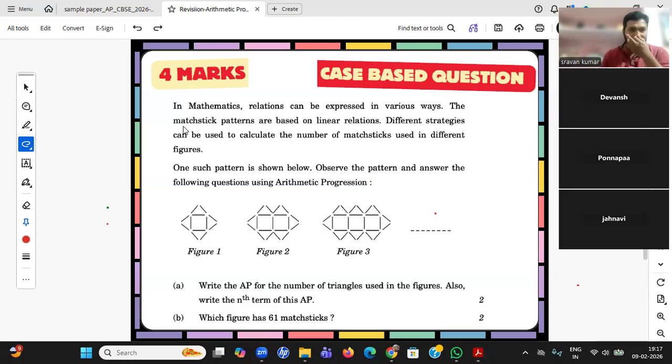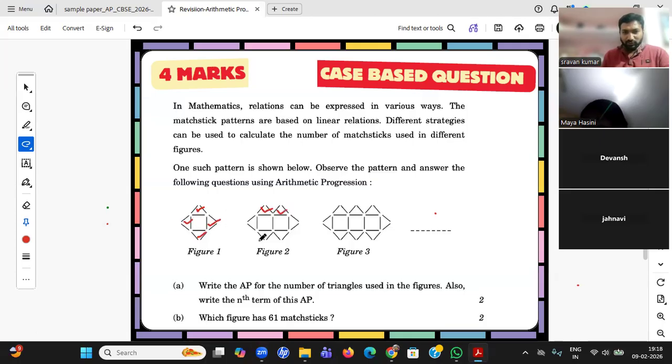Yes, right answer. Yes, Maya. How many triangles are there here? 4, 6, 8, right answer. Obviously 1, 2, 3, 4. 1, 2, 3, 4, 5, 6. 1, 2, 3, 4, 5, 6, 7, 8. So 4, 6, 8. He's asking to write the AP, arithmetic progression, so you should write 4, 6, 8 and cross check whether they are in AP or not. Common difference is 2.